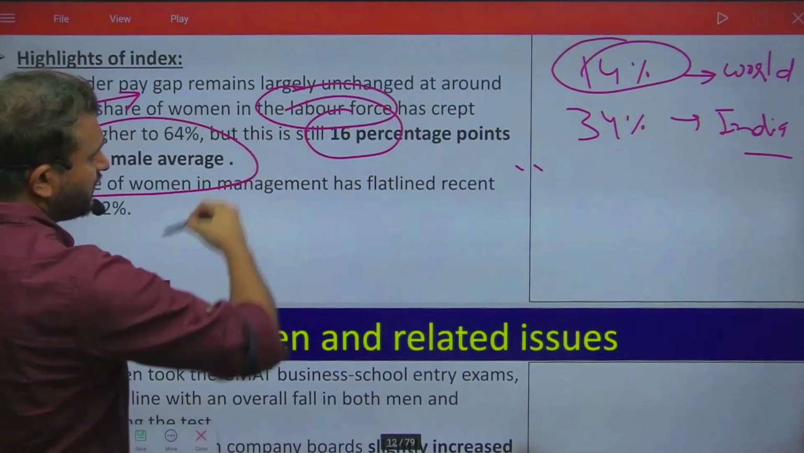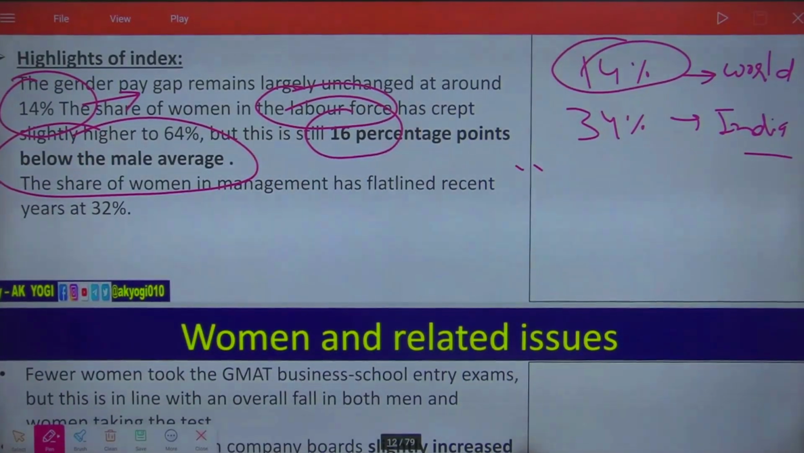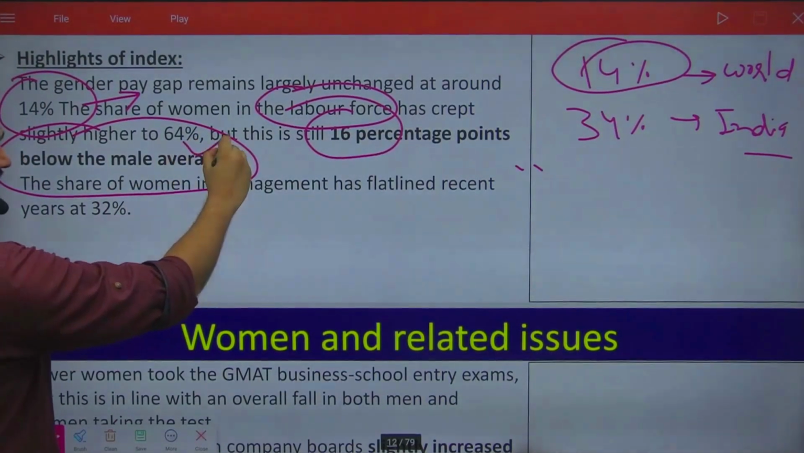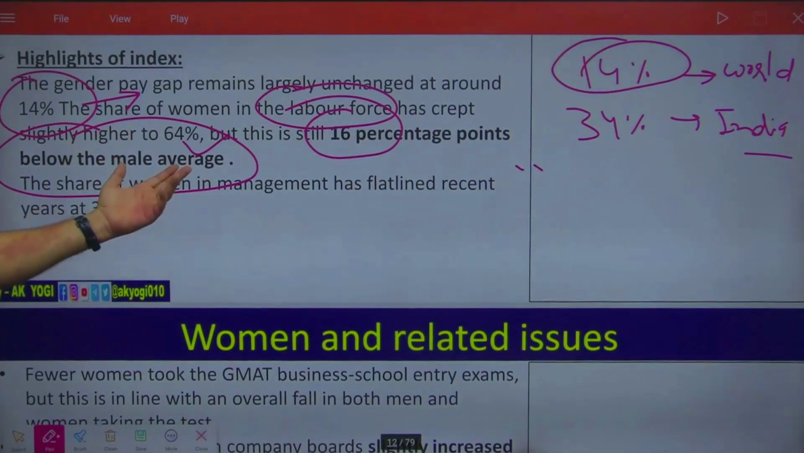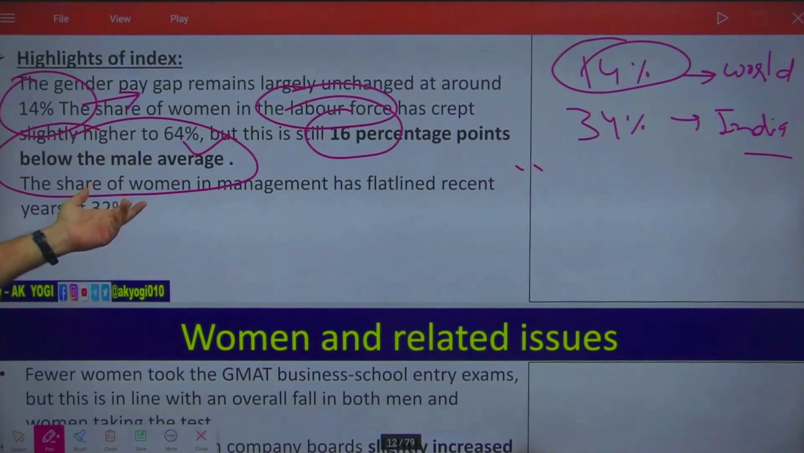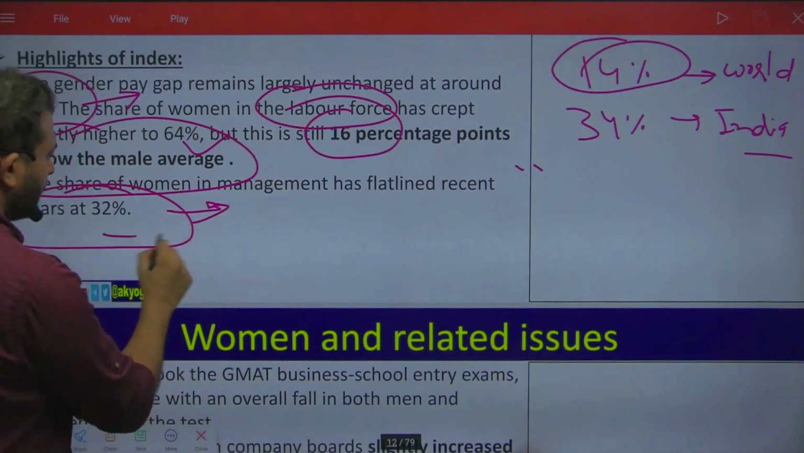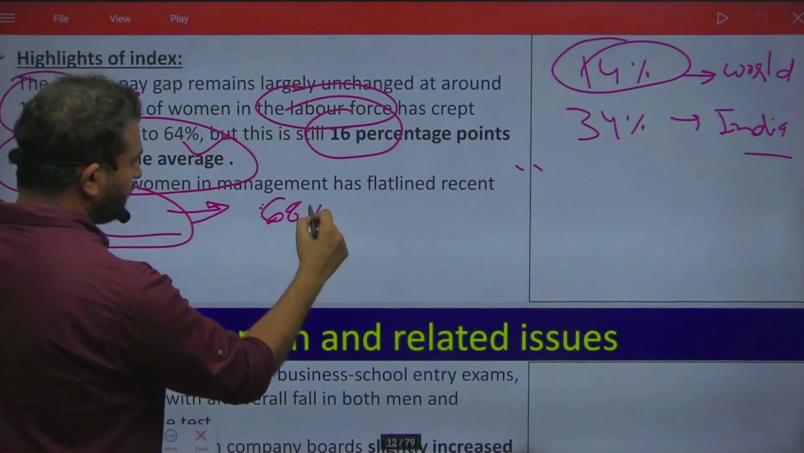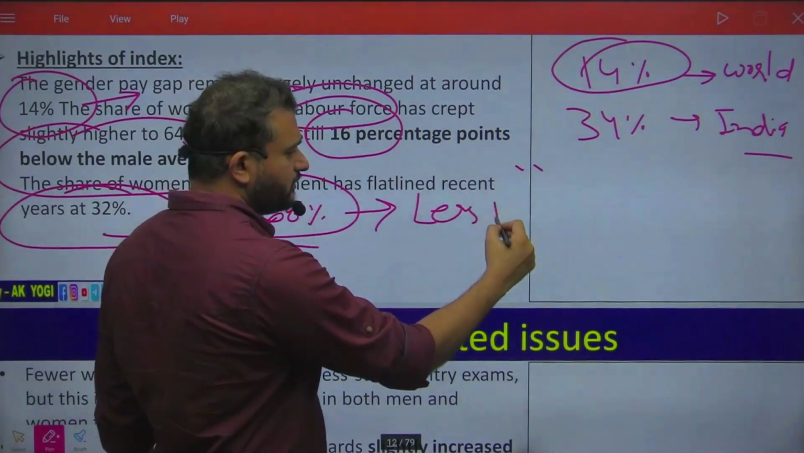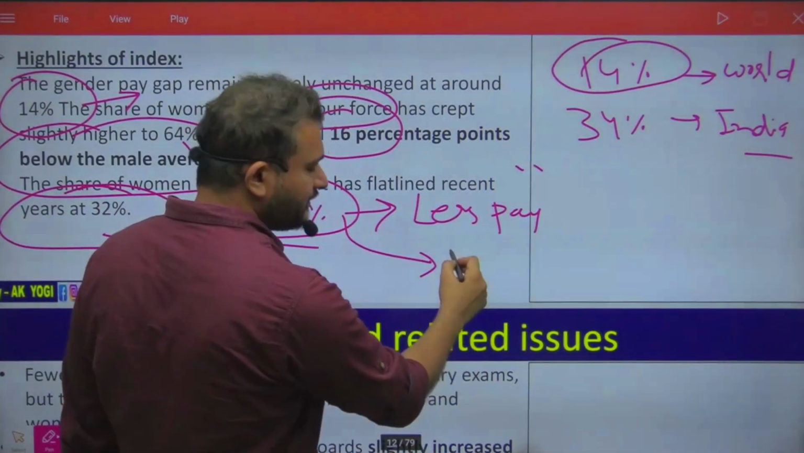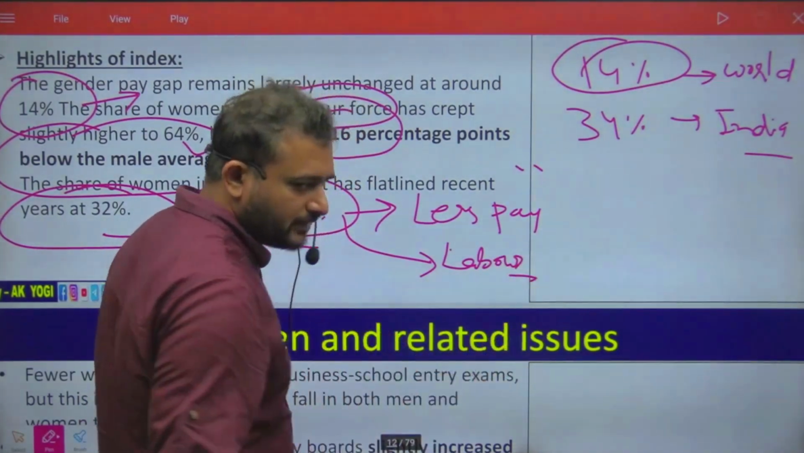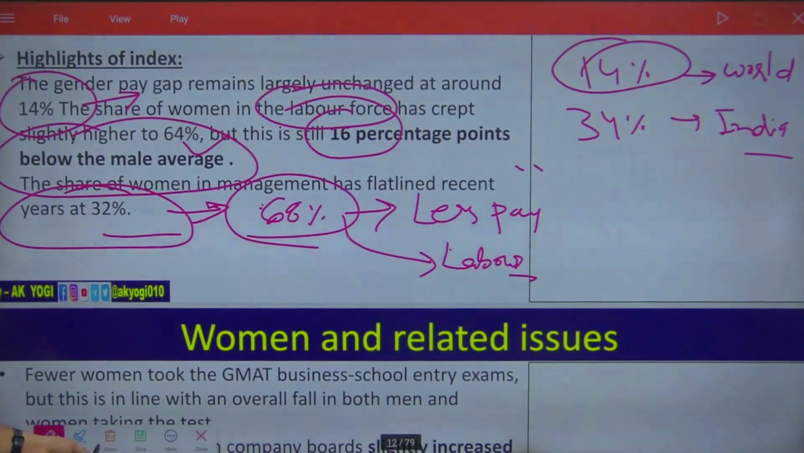Let's talk about labor force participation. So on average, they kept it actually higher than 64%, meaning women are having less than men. The 64% is in higher positions, and males are dominating. Apart from that, the share of management is at only 32%. Only 32% are female, and the rest, 68%, are in lower paid jobs, with lesser salary and in labor roles rather than management. So that particular report also claims that.